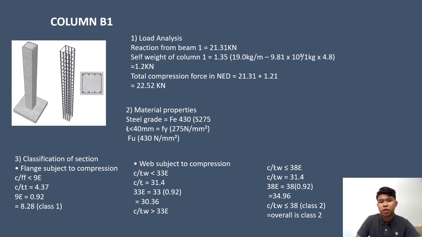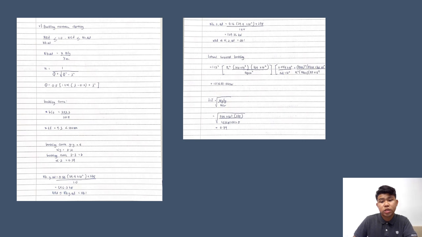For the web subject to compression, c is 30.36 and 34.96. Overall, it is class 2. Resistance checking. The formula is NEd over Nb,Rd is smaller or the same as 1.0, or NEd is smaller or the same as Nc,Rd.